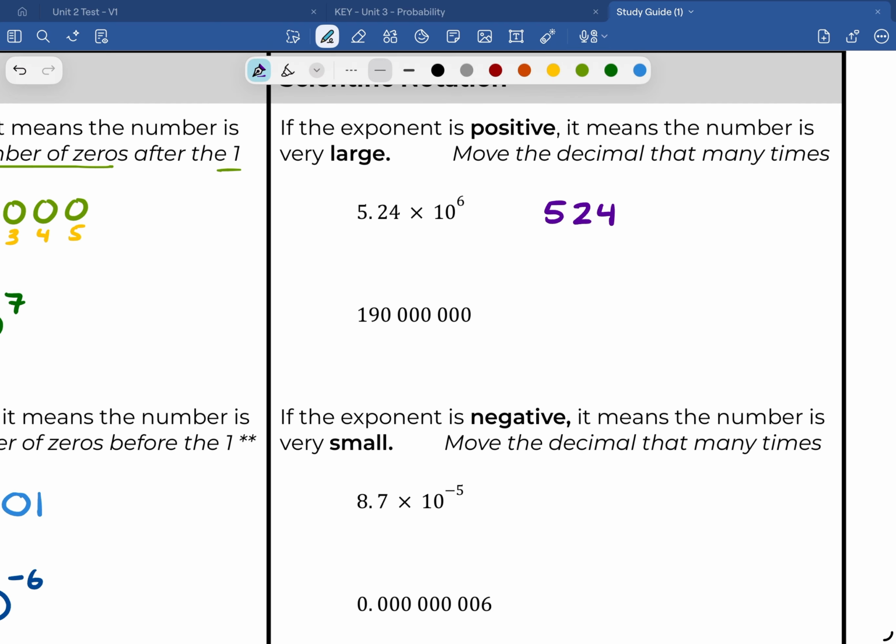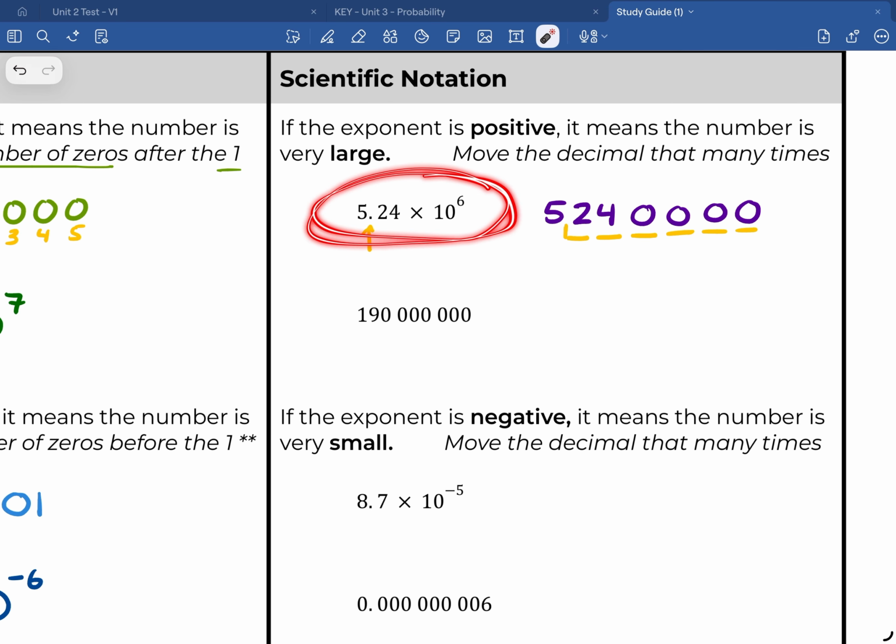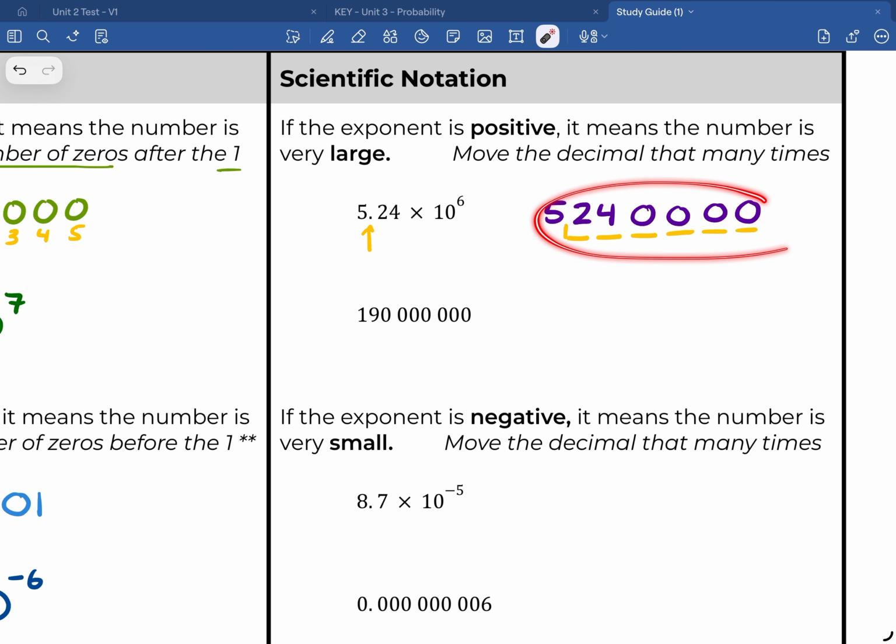And we are moving the decimal from being between the 5 and the 2, as we see in the scientific notation here, and we're moving it 6 places. One of the places goes past the 2, the next one goes past the 4, and then we have 4 other spots that need to be filled with zeros. So this is just a more efficient way to express this same number over here. This would be considered standard form, whereas this is scientific notation.